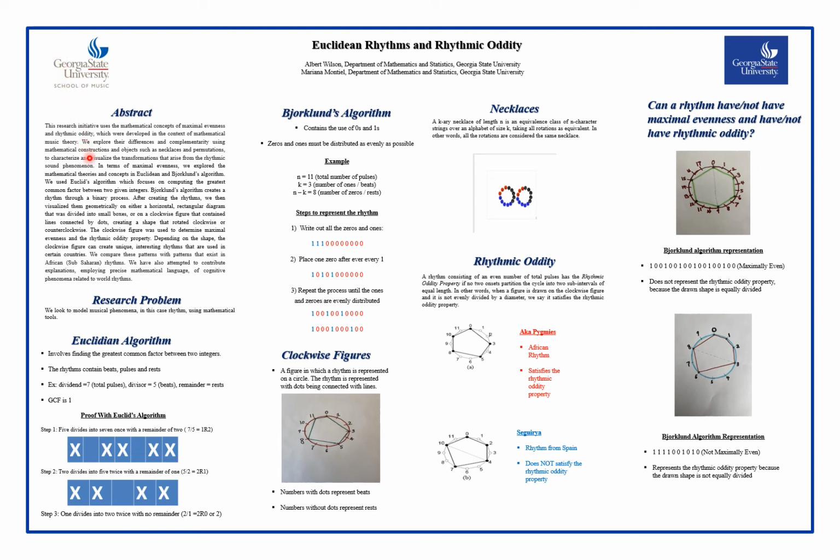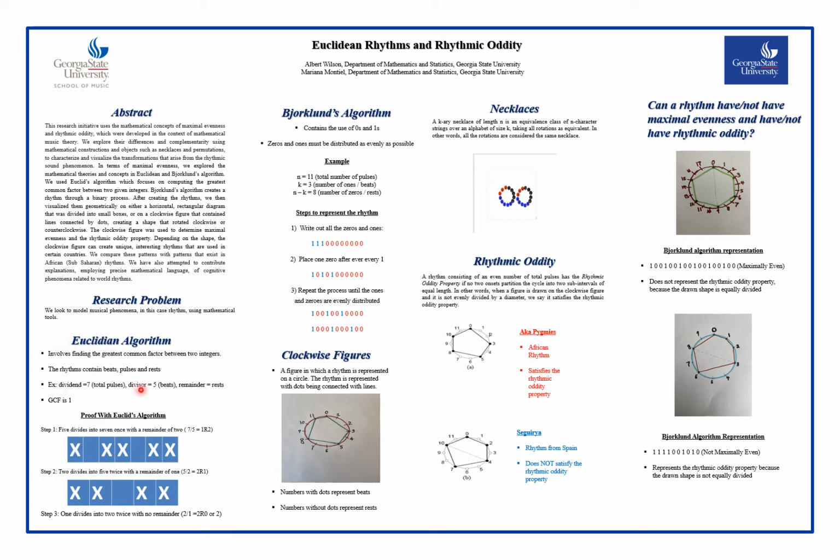Hello everybody, it's Albert here today, and this is my research project that focuses on Euclidean rhythms and rhythmic oddity. This project uses mathematical music theory in the sense of creating rhythms by using two algorithms, the Euclidean algorithm and Bjorklund's algorithm. Moreover, these rhythms are displayed geometrically, and in addition, it can represent a famous rhythm used in certain countries. Before we dive in, we must know that a rhythm contains the following: beats, rests, and pulses.